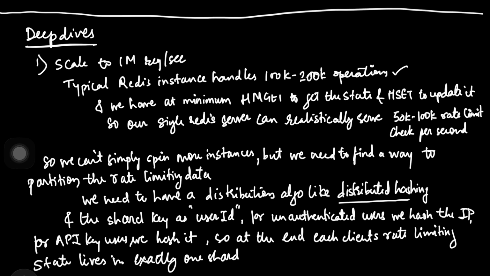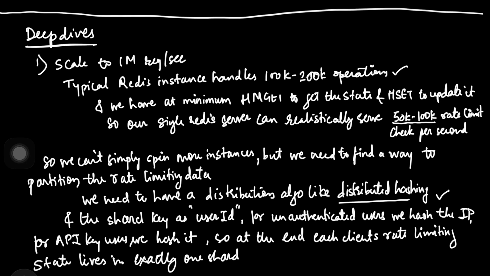And here is what we need to do to actually scale this, because right now a single Redis server will only be able to scale to 50k to 100k checks per second. This is what we have scaled to, and this is what we need to scale to 1 million. Now we can't just spin up more disconnected instances; we need a way to partition the rate limiting data so that every request for the same user always goes to the same place. So for this we use distribution algorithms like consistent hashing, or maybe we call it distributed hashing as well.